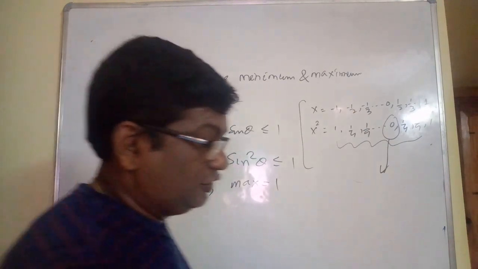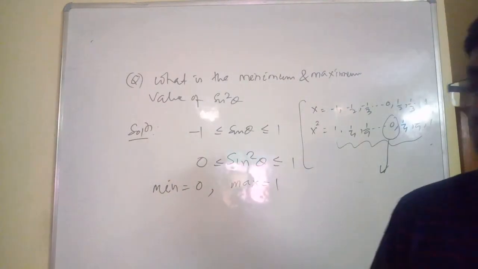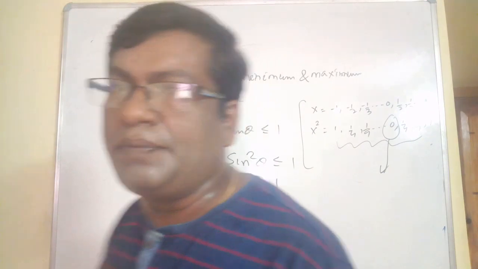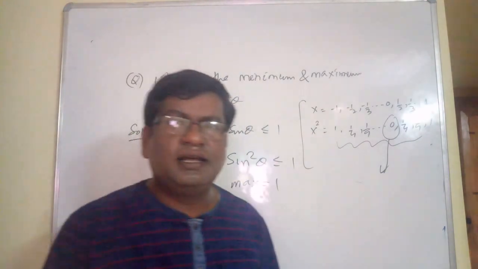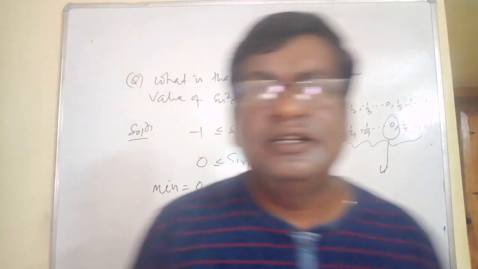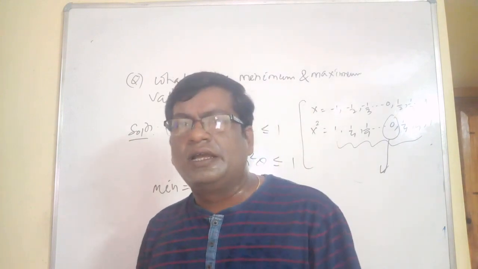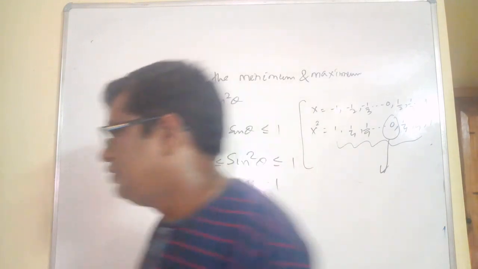From this problem, we conclude that if the power of sin theta and cos theta are even, then minimum value is 0 and maximum value is 1. Write note.